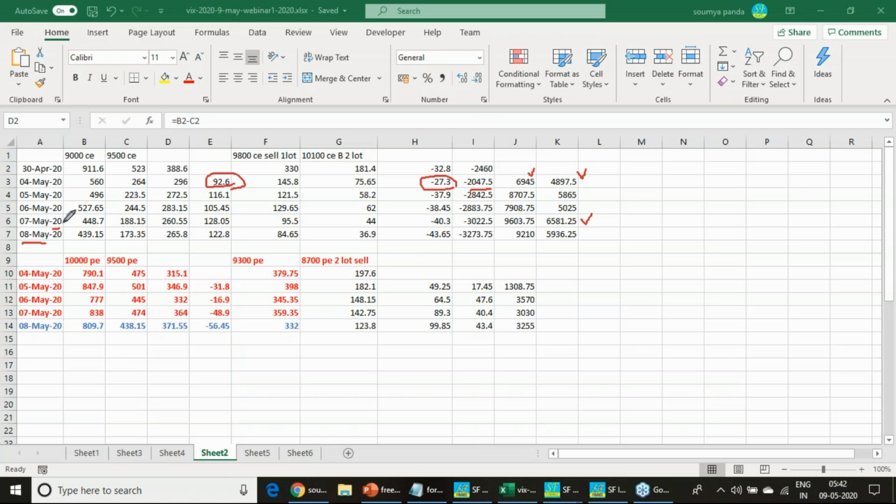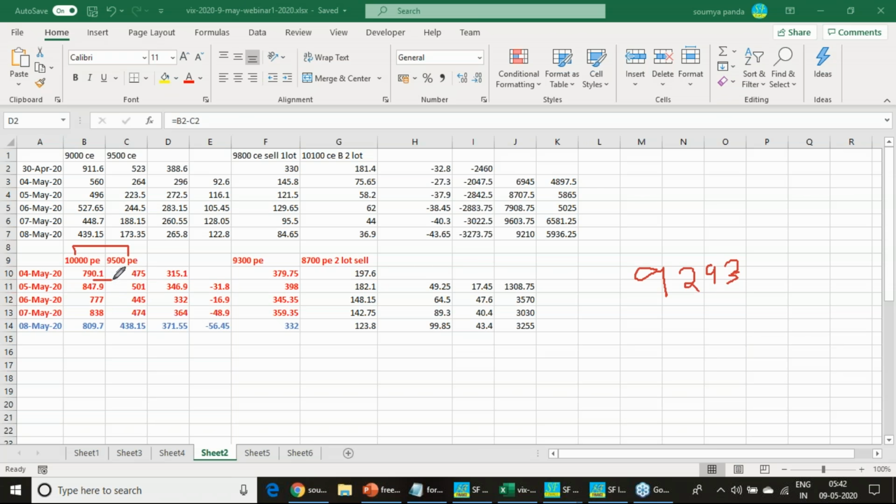On 4th May, the condition also changed. The situation has changed. 4th May also qualified as a single day fall. So the same way, I am forming a 10,000 put and 9,500 put. To remind you, on that day Nifty came to 9293. Not the future, Nifty itself came to this level.